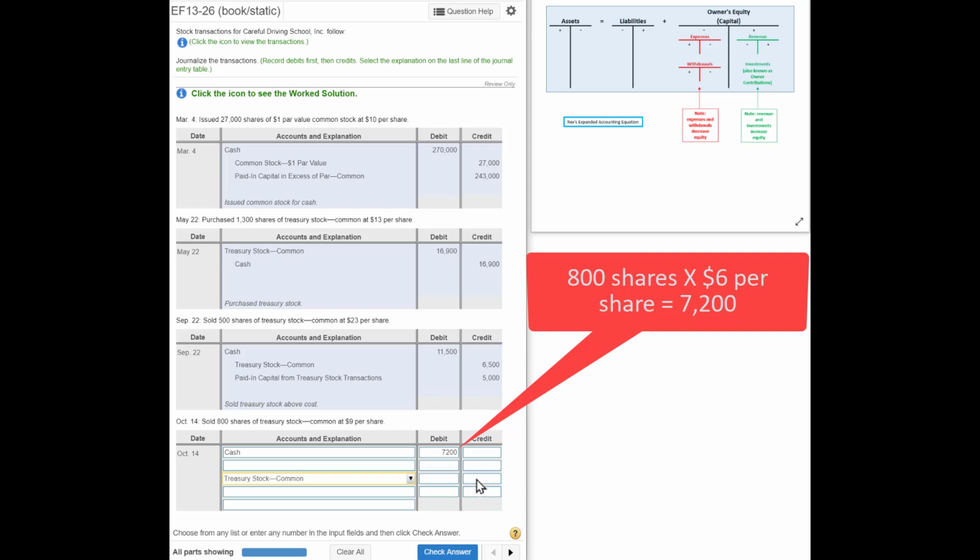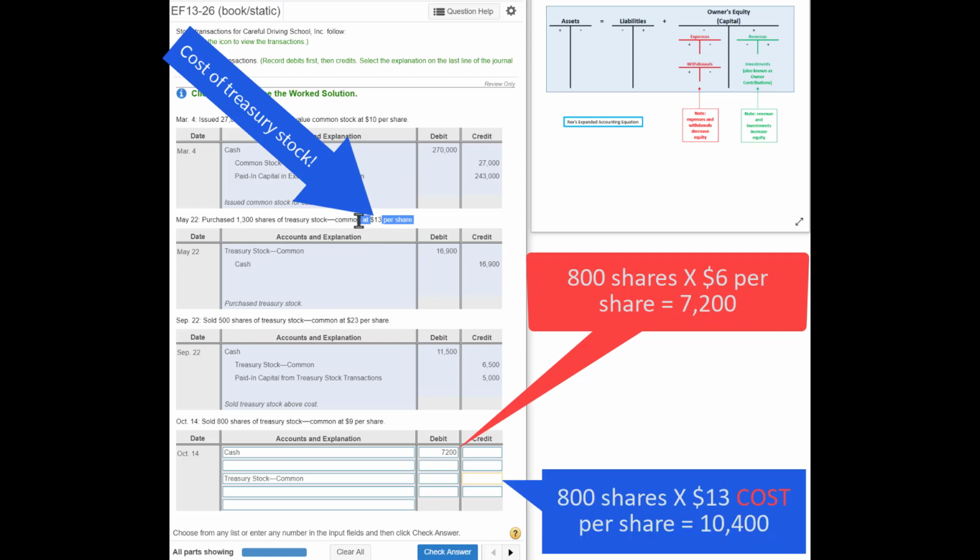Remember, when we're making the treasury stock account go up or down with a debit or credit, we have to use the original price. The original price was 13. So this credit here is going to be $13, the original cost, times the 800 shares, and that gives us $10,400.